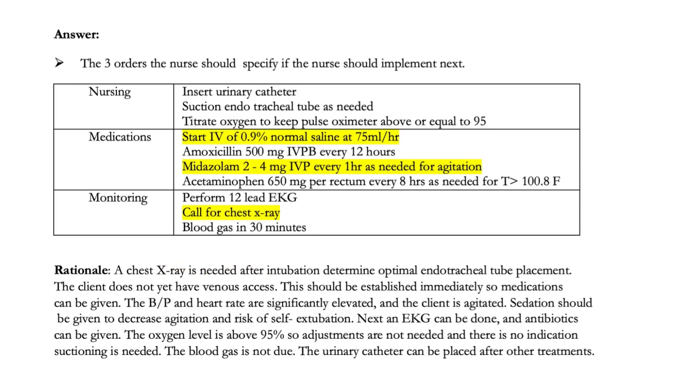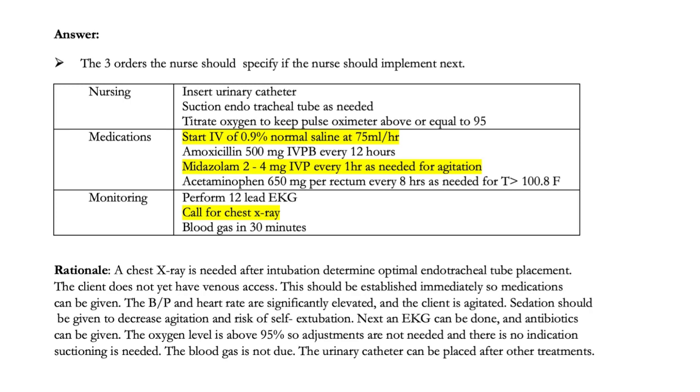Question 5 answers are: start IV of 0.9% normal saline at 75 ml per hour, midazolam 2 to 4 mg IV push every 1 hour as needed for agitation, call for chest X-ray. The rationale is: a chest X-ray is needed after intubation to determine optimal endotracheal tube placement. The client does not yet have venous access. This should be established immediately so medications can be given.